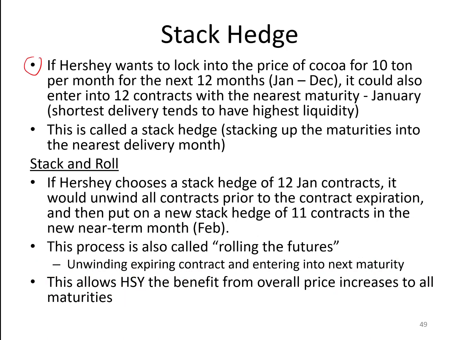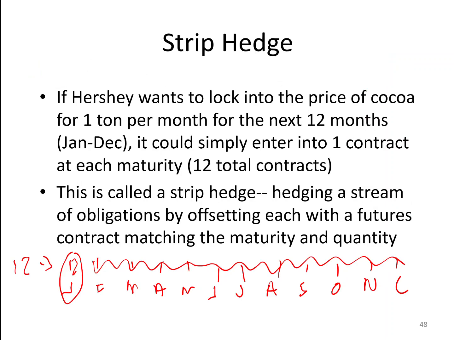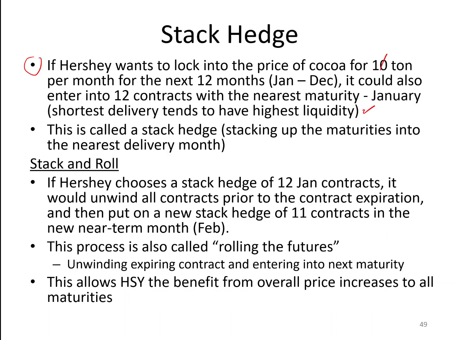And again, we'll start off. Hershey Foods wants to lock into the price of cocoa for the next 12 months. We'll just say 1 ton of cocoa for the next 12 months. It could lock into 12 contracts with the nearest maturity, just January, the shortest maturity. The reason is that often in futures contracts, the nearest maturity has the highest liquidity. So it's less likely you move the price by trading in the near-term contract versus trading in, say, something 12 months from now. So if they buy 12 futures for January, even though they're trying to protect the price for the next 12 months, we call this a stack hedge.